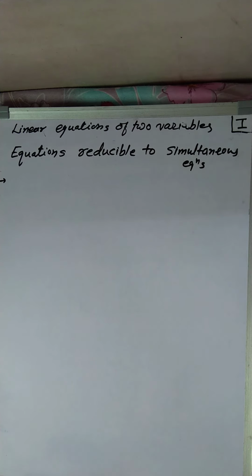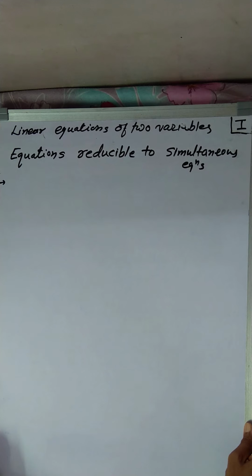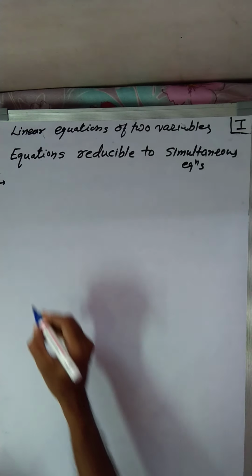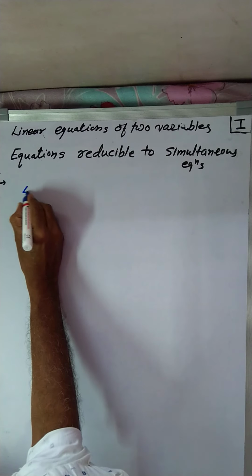Today we see the linear equations in two variables, the equations which are reducible to the simultaneous equations. आज आपण अशी इक्वेशन्स पाहणार आहोत की जे सायमल्टेनियस इक्वेशनमध्ये आपण कन्वर्ट करू शकतो. We can convert that equations to the simultaneous equations. They are not linear equations. For example, we take two equations.